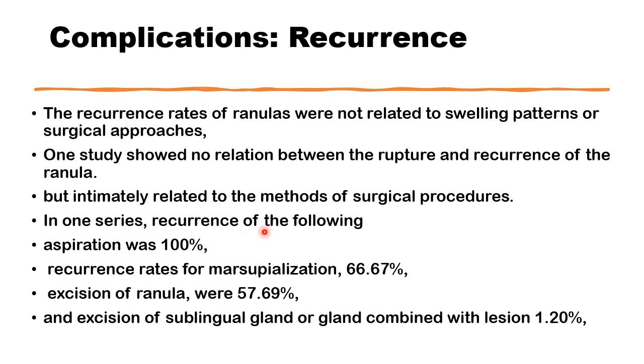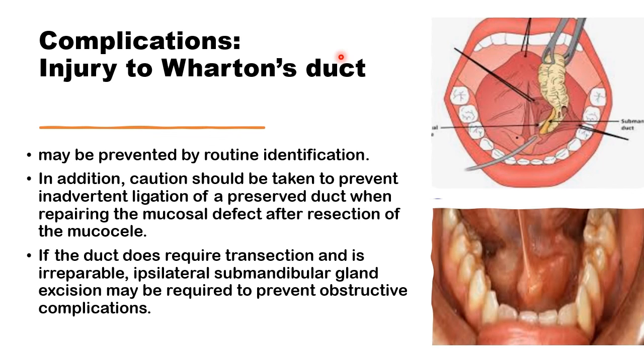In one big series, if the choice was aspiration only, the recurrence rate was 100%. If it was marsupialization only, the recurrence rate was almost 2 in every 3 cases. If excision of the ranula without removal of the sublingual gland was the choice, the recurrence rate was about 57%. But excision of the sublingual gland combined with the lesion had the lowest recurrence rate at about 1.2%.